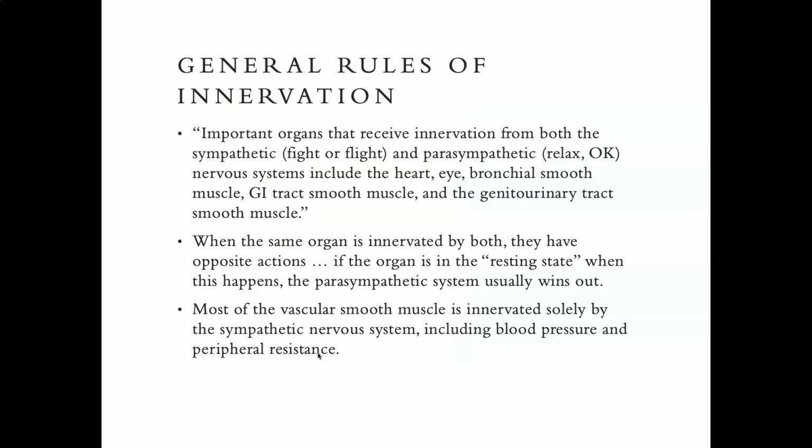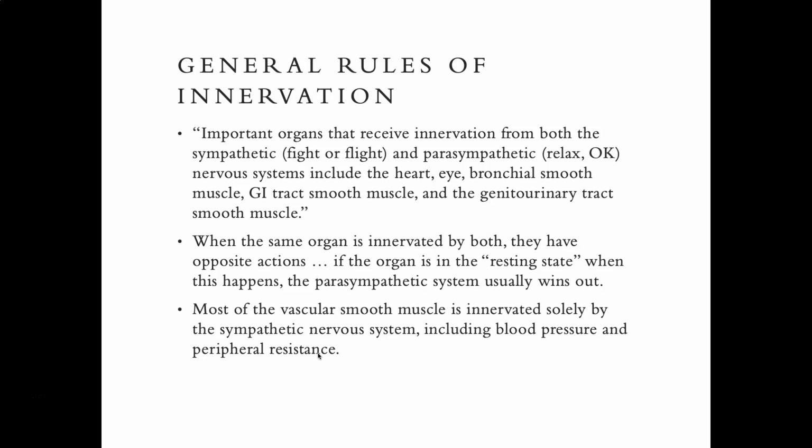All right, general rules of innervation. I'm going to cover this very briefly, but it will not be on your quiz. So innervation is essentially where you've got parasympathetic and or sympathetic nervous systems influencing it. Sometimes these organs are getting innervated from both. So they're getting fight or flight on one side and relax, it's okay on the other. What do they do? Because that would seem to be very conflicting.